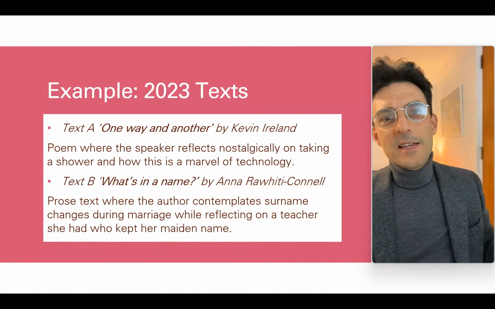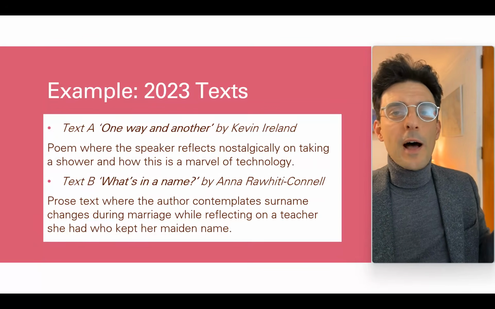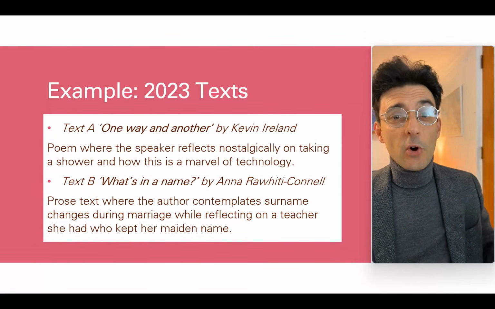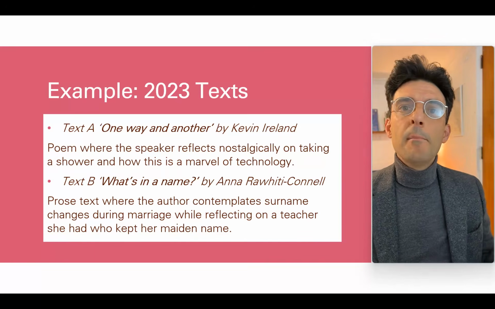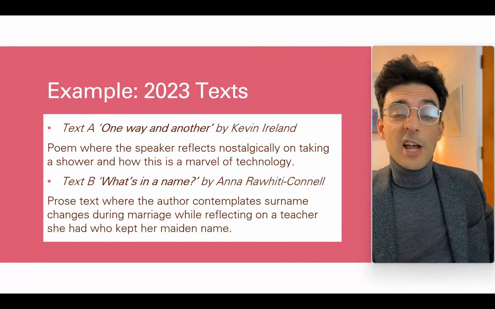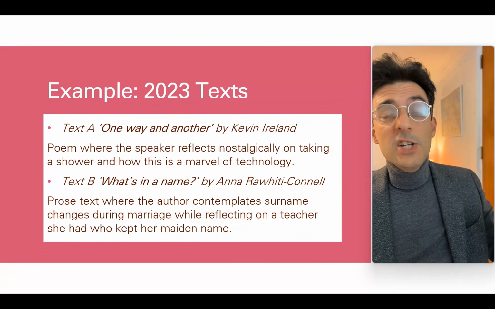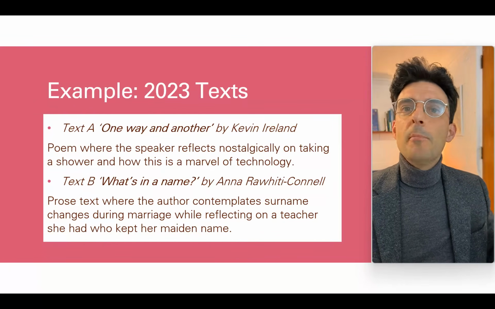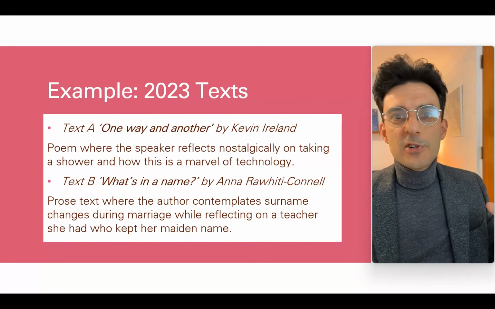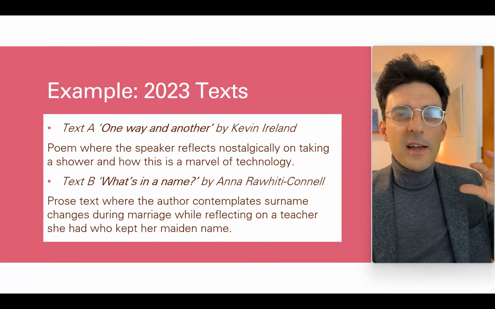Text B is a prose piece. It's called What's in a Name. I believe it was from a North and South article by Anna Rafferty Connell. She's essentially reflecting on marriage and how when people get married, they take each other's names. And she's thinking about a teacher she had as a child who was kind of radical because she kept her maiden name. So it's an interesting look at name change during marriage and the gender dynamics that result in that.